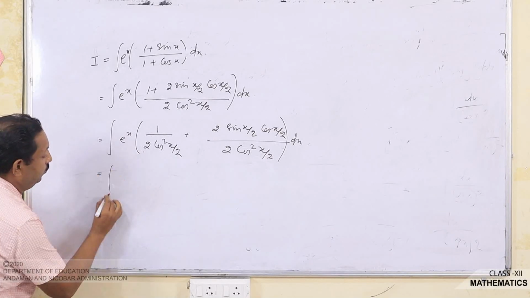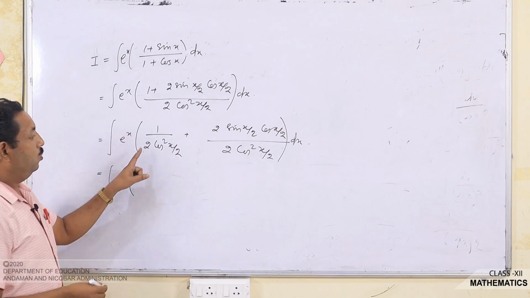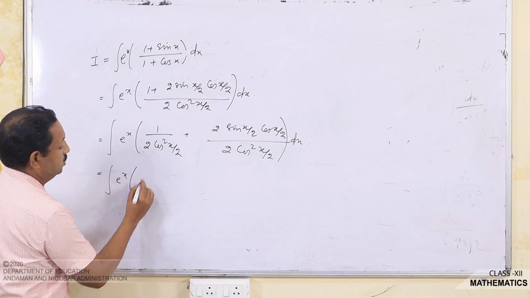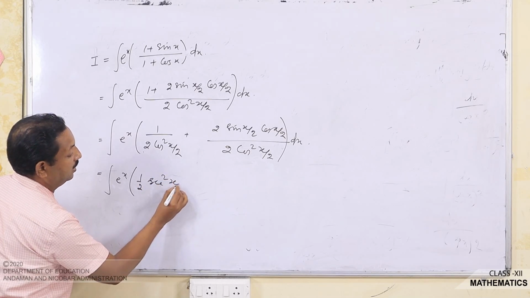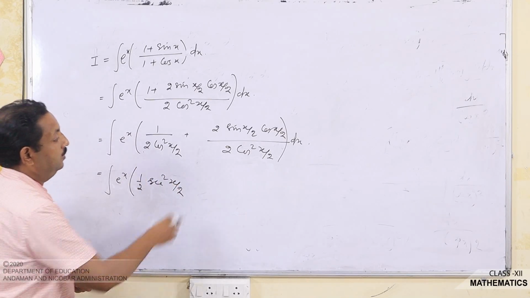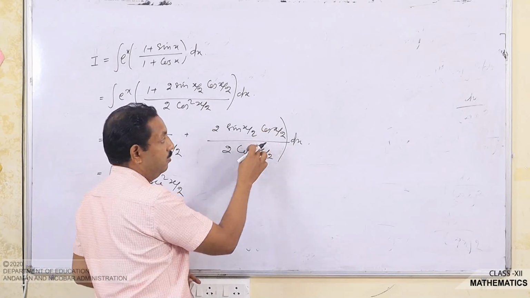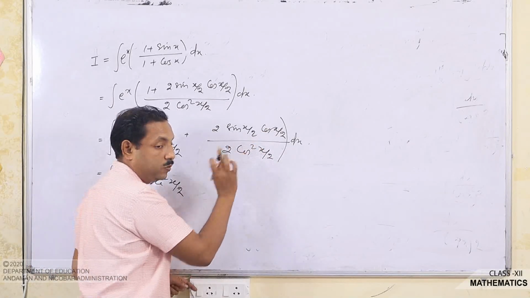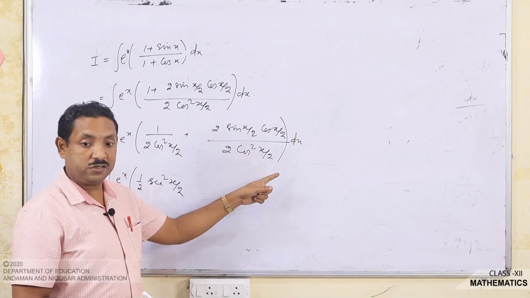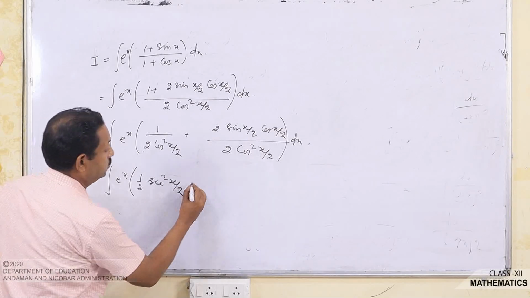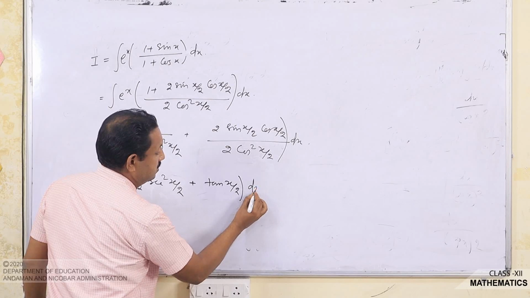Now this is equal to integration e power x. See, this is 1 by 2 sec square x by 2. These two can be cancelled out: 1 cos from the numerator and 1 cos from the denominator. So you will have sin x by 2 by cos x by 2, that means tan x by 2. So that is plus tan x by 2, dx.